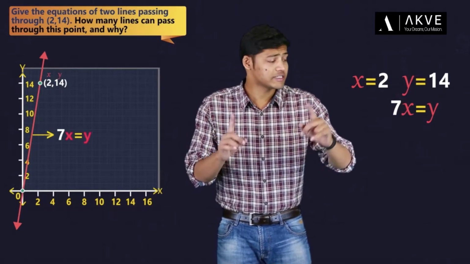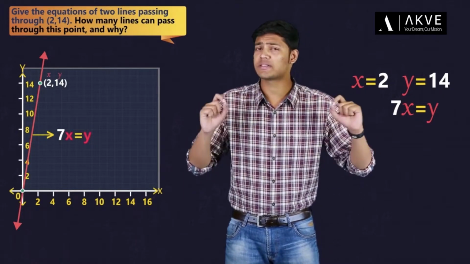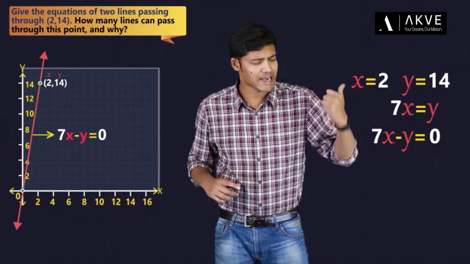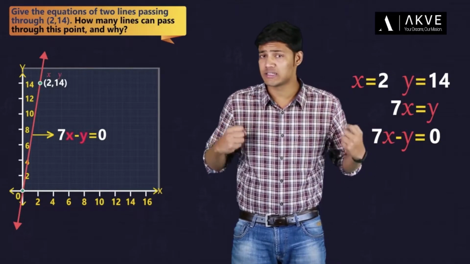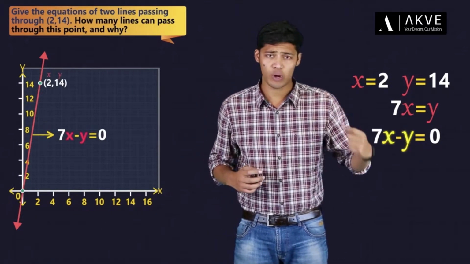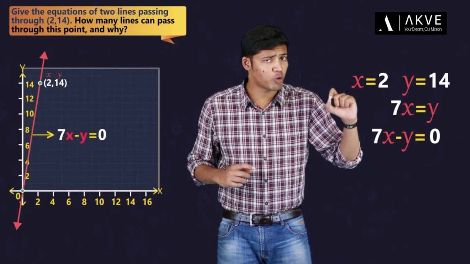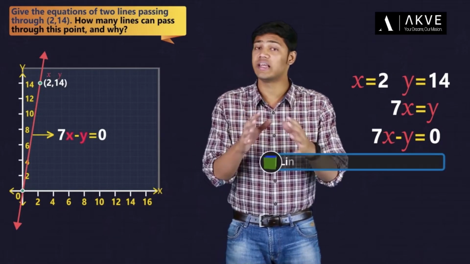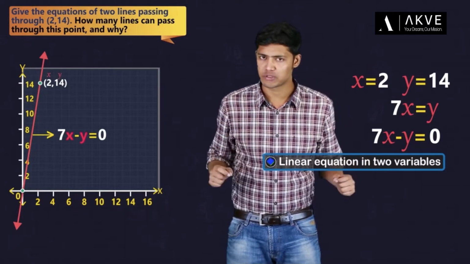Now the equation 7x = y can be represented as 7x - y = 0, which is in its standard form. As you can clearly see, there are 2 variables x and y and the highest degree of both the variables is 1, which implies that this equation is a linear equation in two variables.